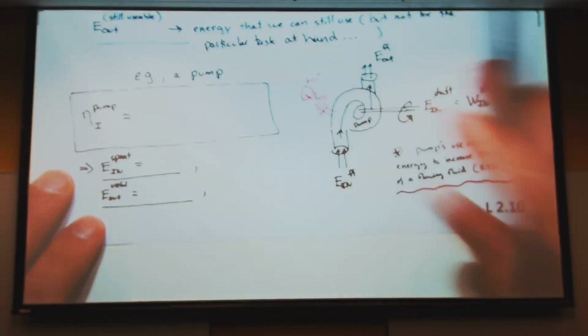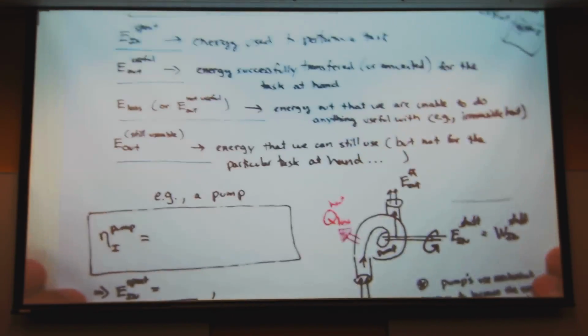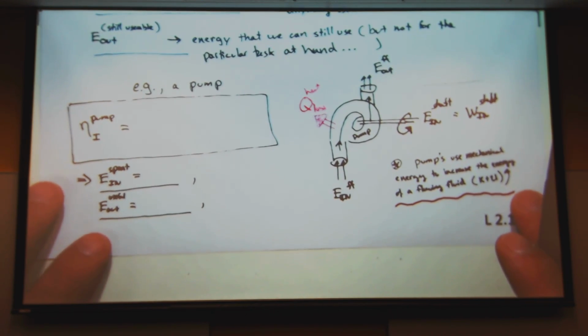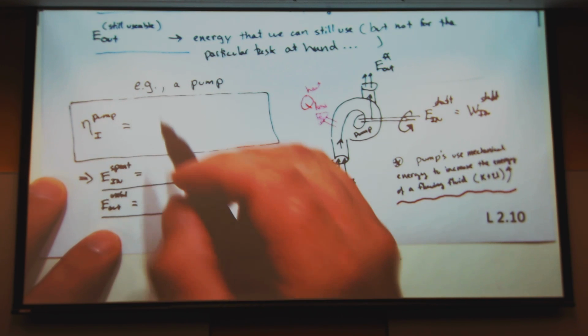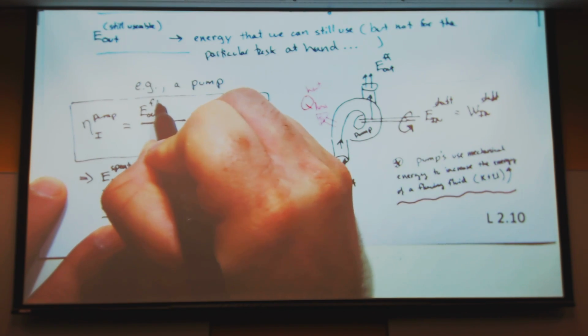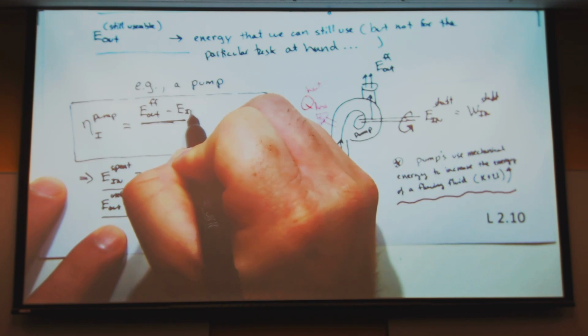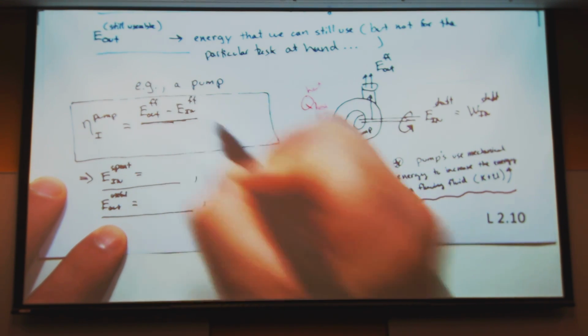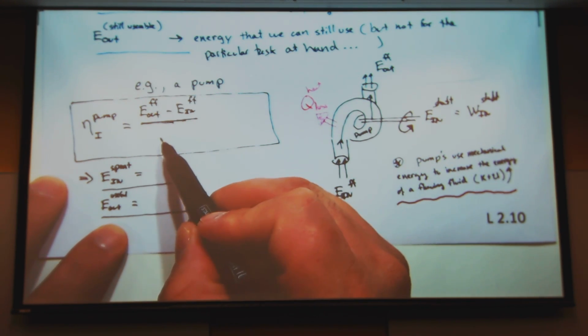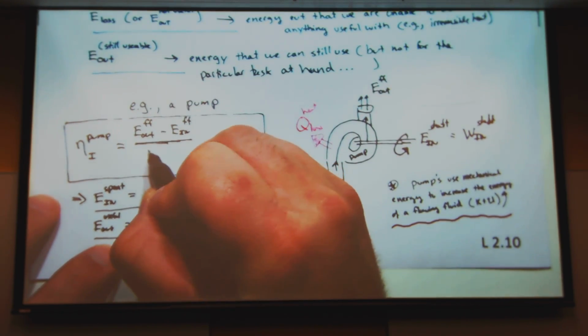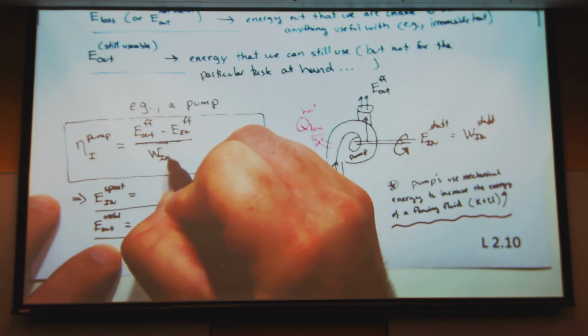So if I'm going to use the equation above, I can plug things in. My efficiency, the first law efficiency of the pump, and this up here should be energy out useful, okay? Well, the energy out useful is actually energy out fluid flow minus energy in fluid flow. And then the denominator was my energy in spent, but my energy in spent is just basically work shaft in.